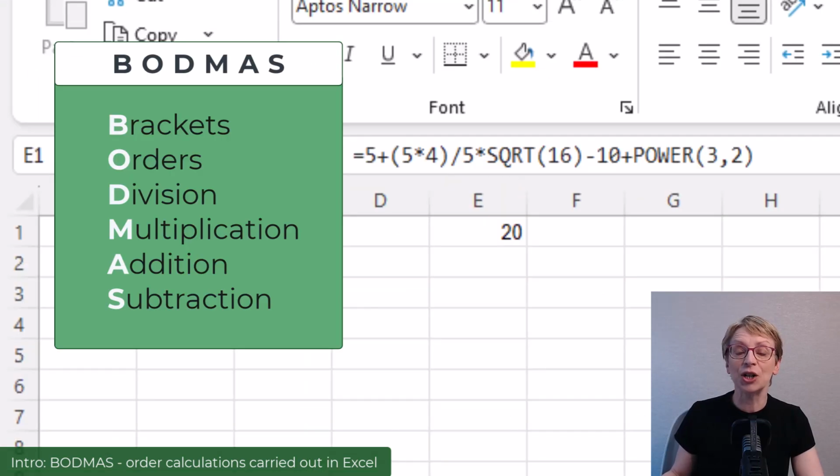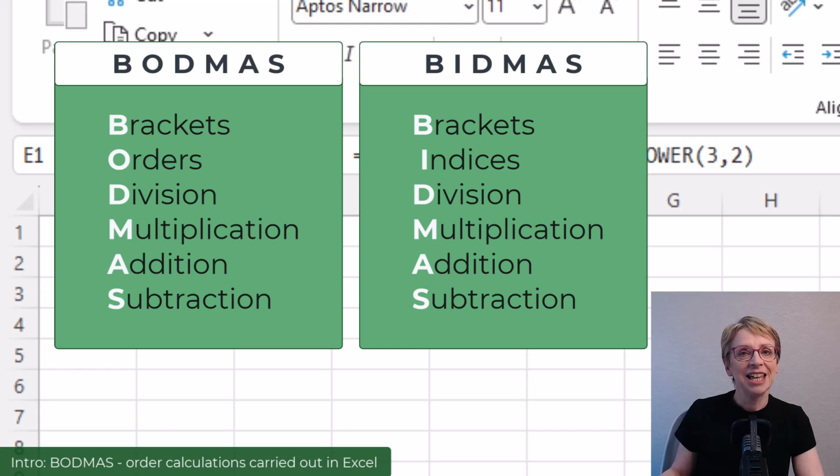BODMAS stands for brackets, orders, which contains the powers and roots, division, multiplication, addition and subtraction. You may have seen it written as BODMAS. That's the same rule, just using the word indices instead of orders.